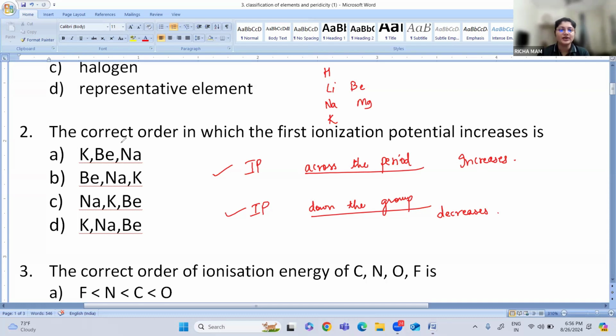Yes, so you have arranged, right? So first ionization potential increases, how does it increase? Now, as we move from left to right, so as we move from sodium, first is your potassium. So as you go from top to bottom, it will decrease, and like this it will increase. So they have asked the correct order in which the first ionization potential increases.